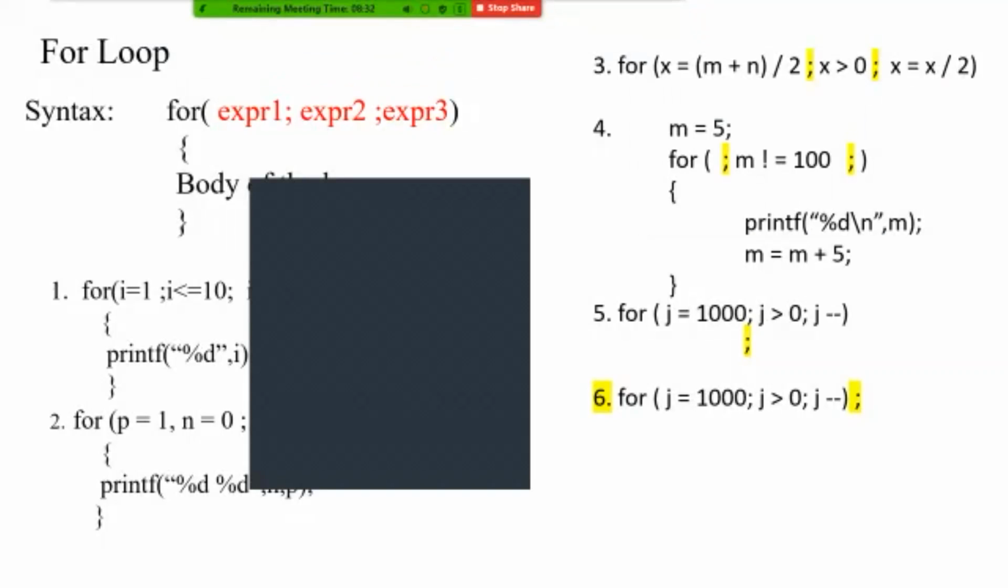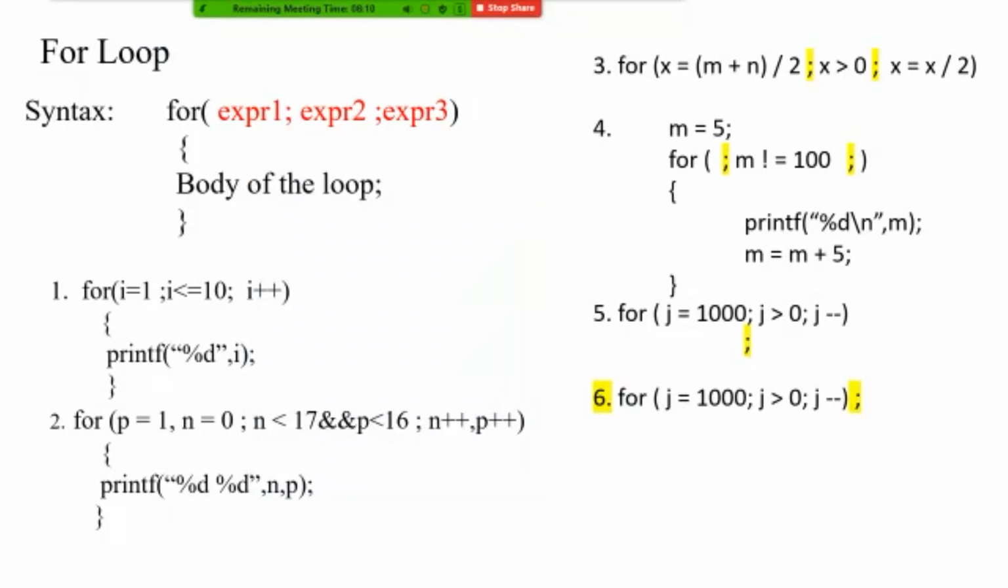Only Janani has answered. Nirma. So the initial value is correct, but the final value is not correct. Janani, Nirma and even Asha. Janani is now correct: 5 to 95, right? Only up to 95, because it will be printing only while m is not equal to 100. When it is 100, it will exit from the body of the loop.